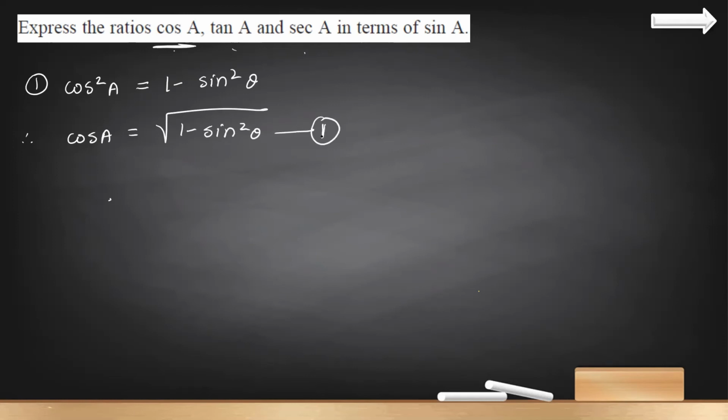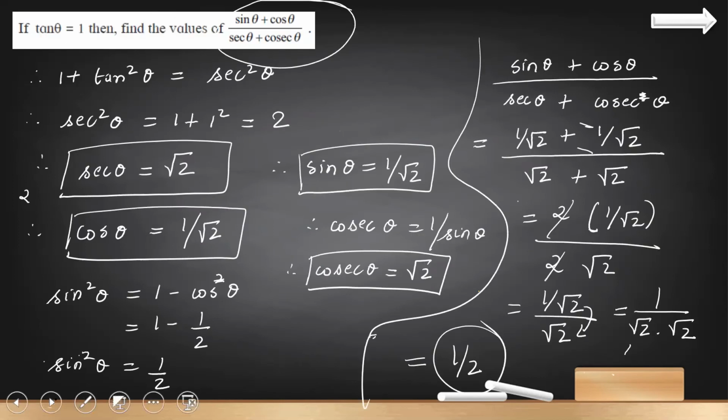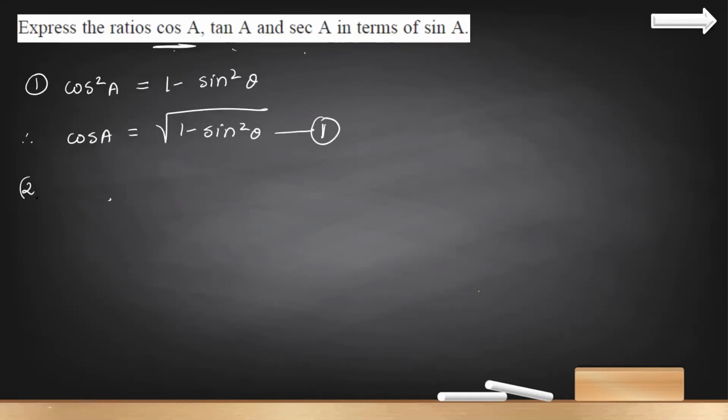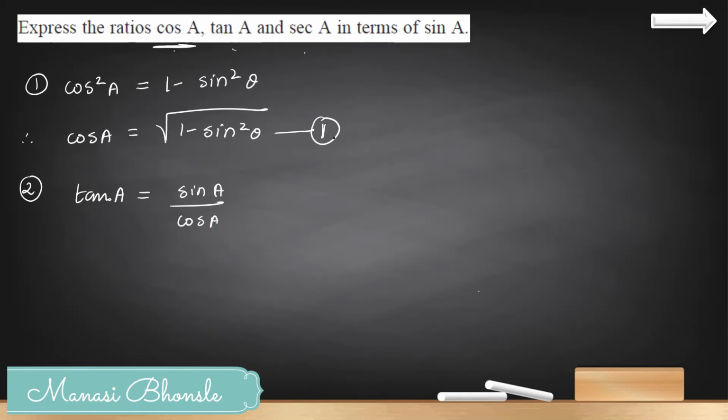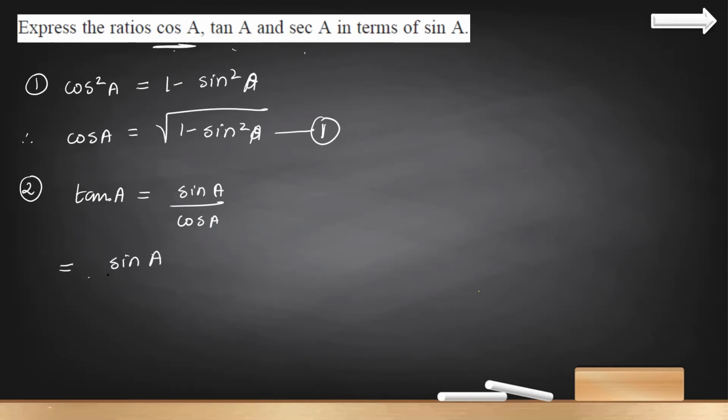Next we want tan A. Tan A, we know what is tan A. Tan A is equal to sin A upon cos A. Again, you have to convert this into sin A. So sin A numerator will remain the same because already it is in sin. Cos A will take this value. So sin A upon under root 1 minus sin square A. So this is your second. Tan A is equal to sin A upon under root 1 minus sin square A.